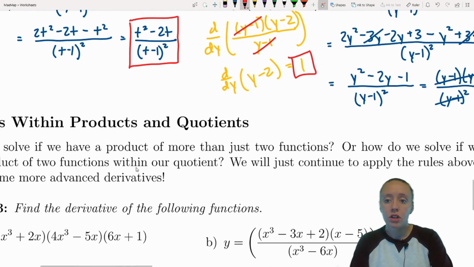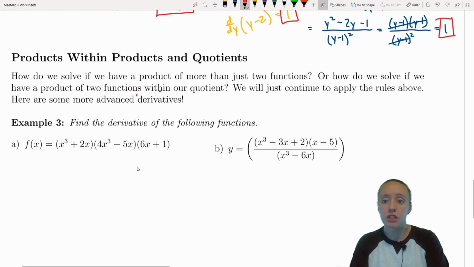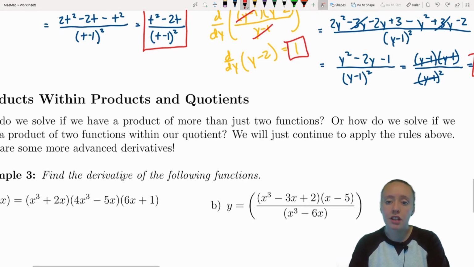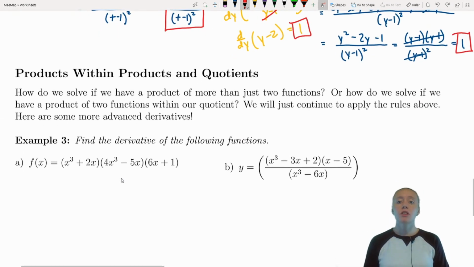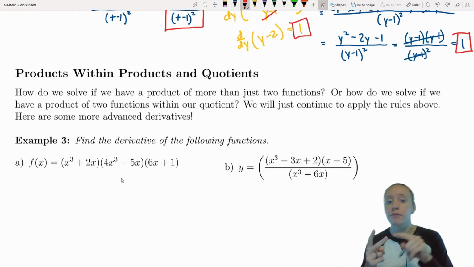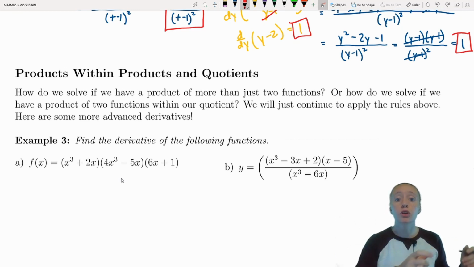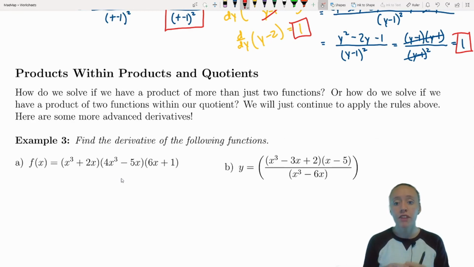Continuing on, for our last bit, we're going to look at products within products and quotients. So what exactly is a product within a product or a product within a quotient? Well, how do we solve if we have a product of more than just two functions? Let's say that we have a function times a function times a function, 3 different polynomials multiplied together. Or how do we solve if we have 2 polynomials multiplied together in either a numerator or denominator of some quotient? Well, we're going to continue to apply the rules from above. We're just going to have a little bit more work. So here are some more advanced derivatives.